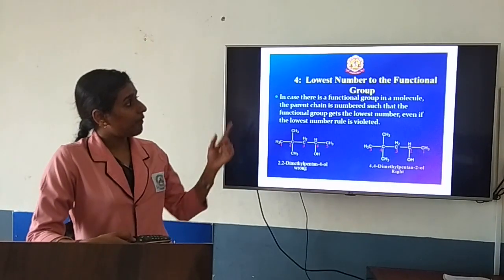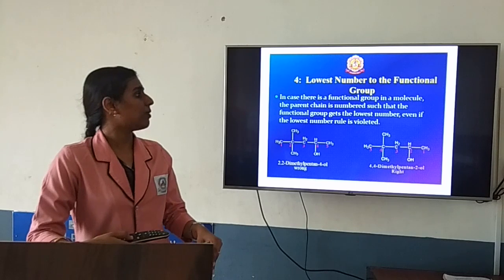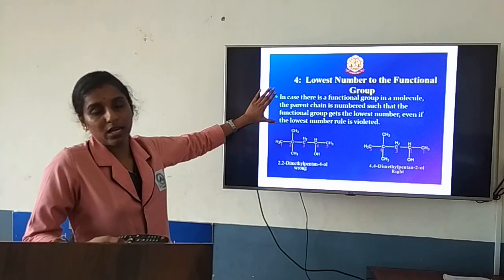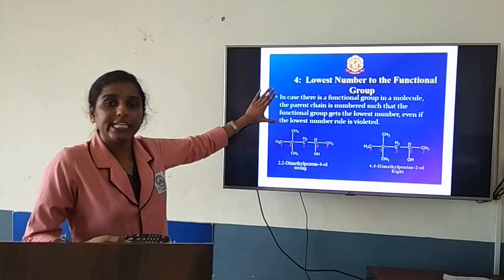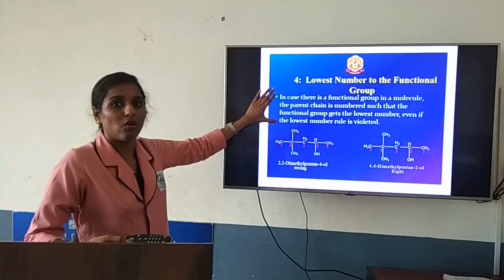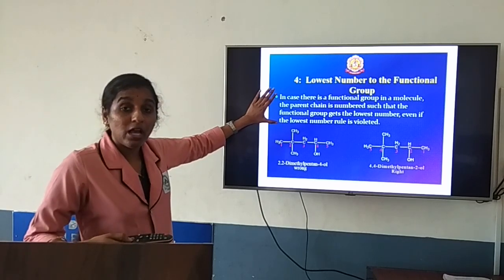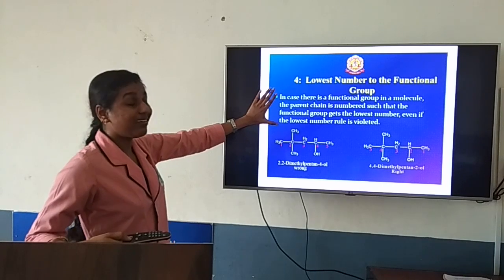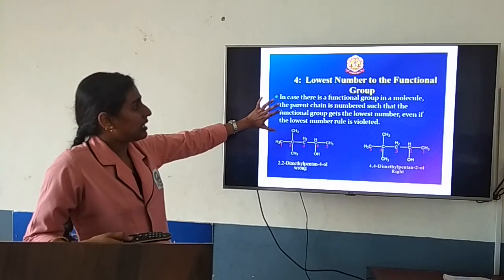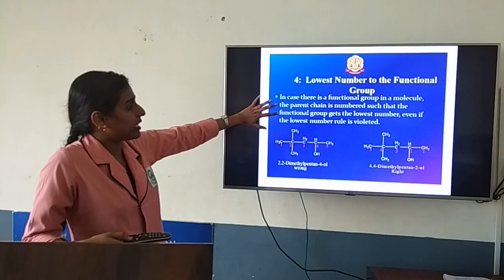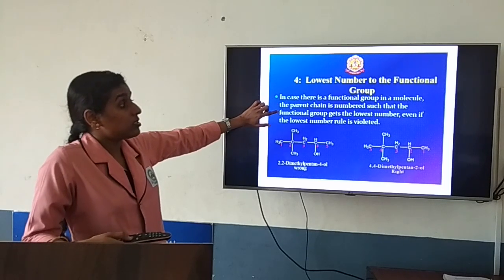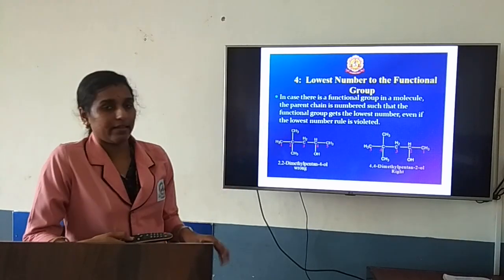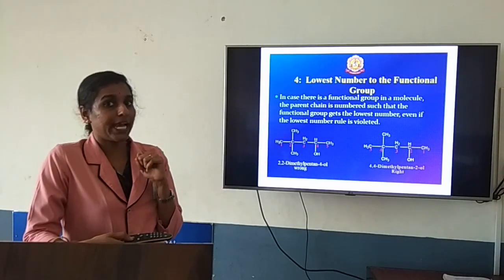The next one: lowest number to the functional group. So here what will happen? In case there is a functional group in a molecule, you know now what kind of functional groups: alcohol, aldehyde, ketone, carboxylic acid, esters, amino group. All those are nothing but functional groups. So if a functional group is present, how are we going to give numbering? The parent chain is numbered in such a way that the functional group gets the lowest number, even if the lowest number for the substituent group is divided. Functional group should get the lowest number.